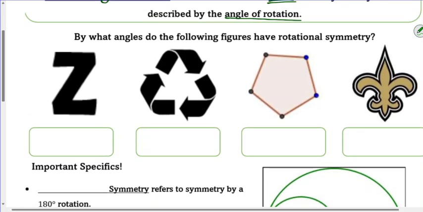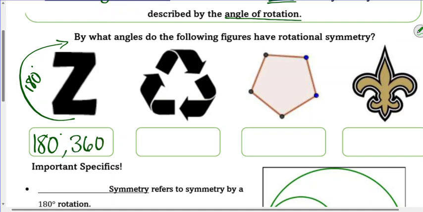Well, there's Z. If this flips upside down, it's going to look exactly the same. So if we rotate it halfway around, or if we rotate it 180 degrees, that's going to look identical. So that's one of the angles by which it has rotational symmetry. The other one is actually going to be true for everything. If we rotate this 360 degrees, it's going to look exactly like it did before. So we're actually also going to include that in one of the angles of rotation.